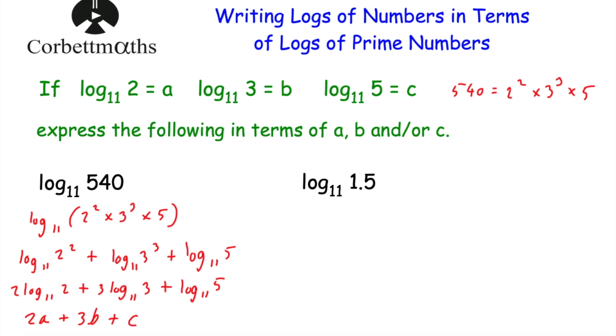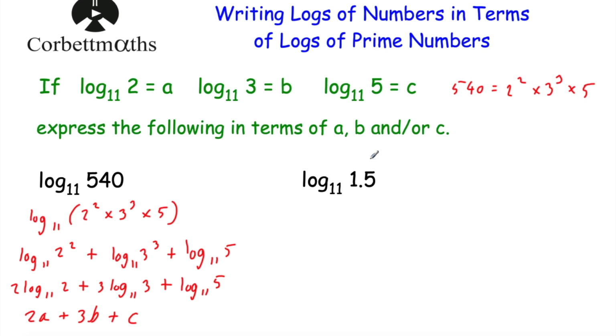Okay, next, we've now got the log to base 11 of 1.5. So the 1.5 is a decimal number, so I'm going to write that as a fraction. 1.5 as a fraction is 3/2, so 3 over 2. So that's fantastic, because we've got the log to base 11 of 3 and the log to base 11 of 2. So it's not a coincidence it's equal to 3 over 2. So I'm going to write this as the log to base 11 of 3 over 2.